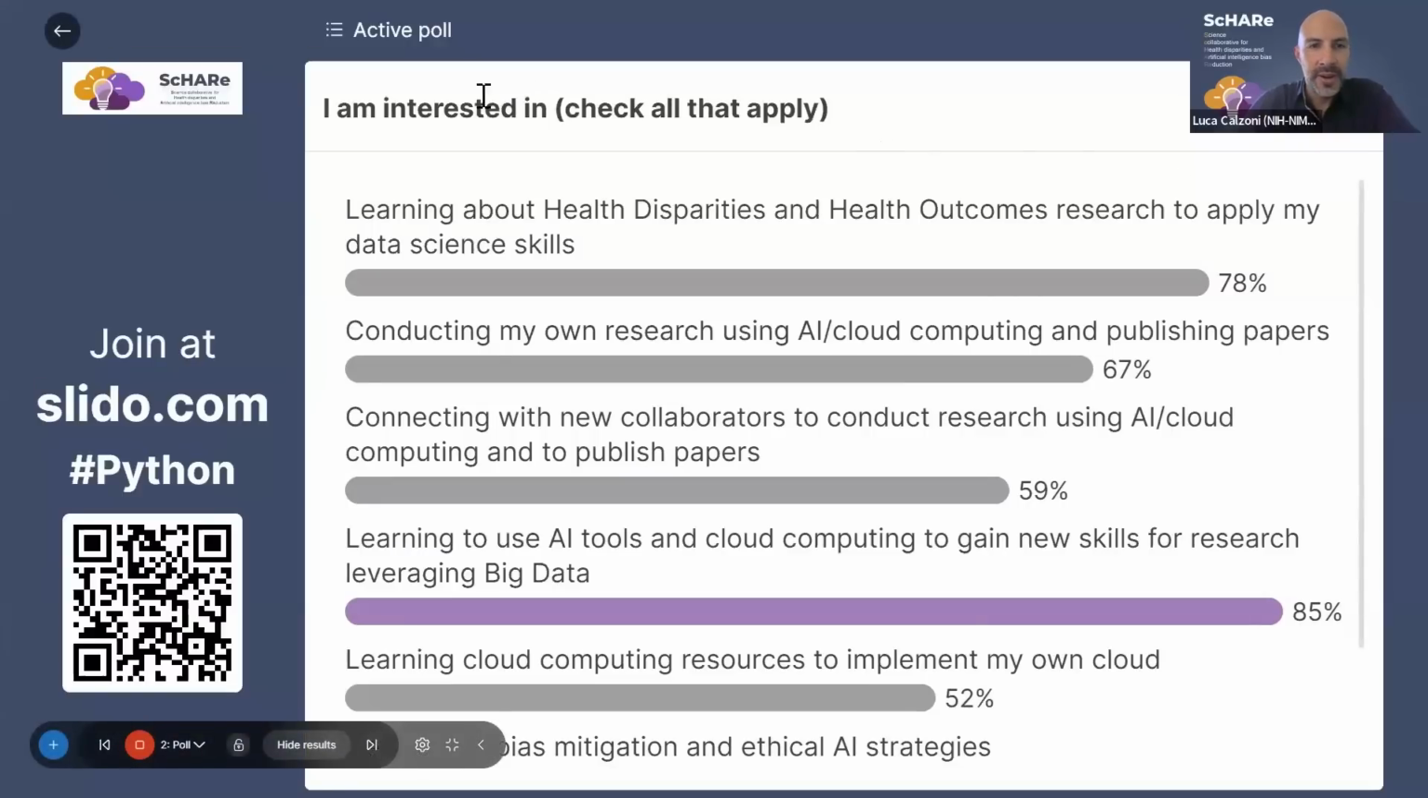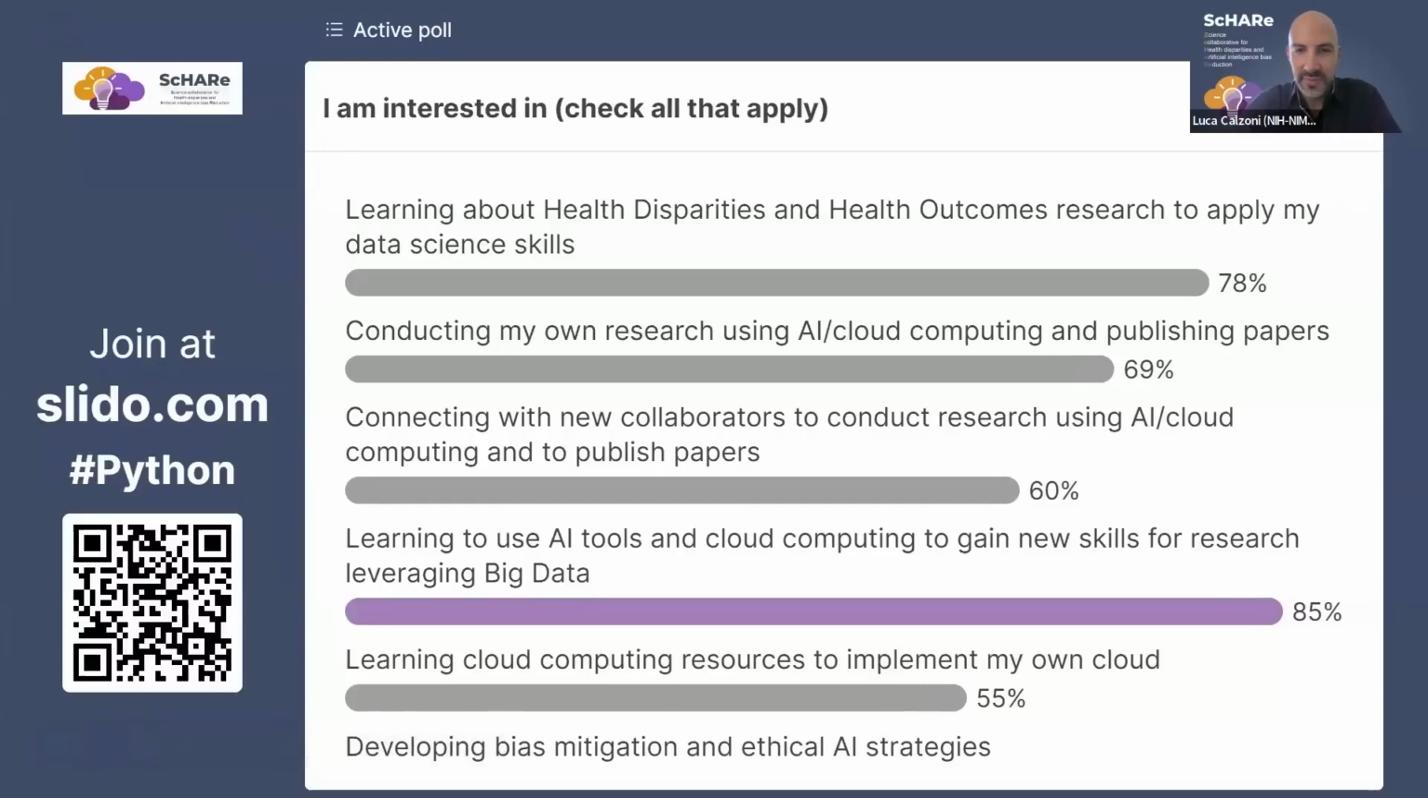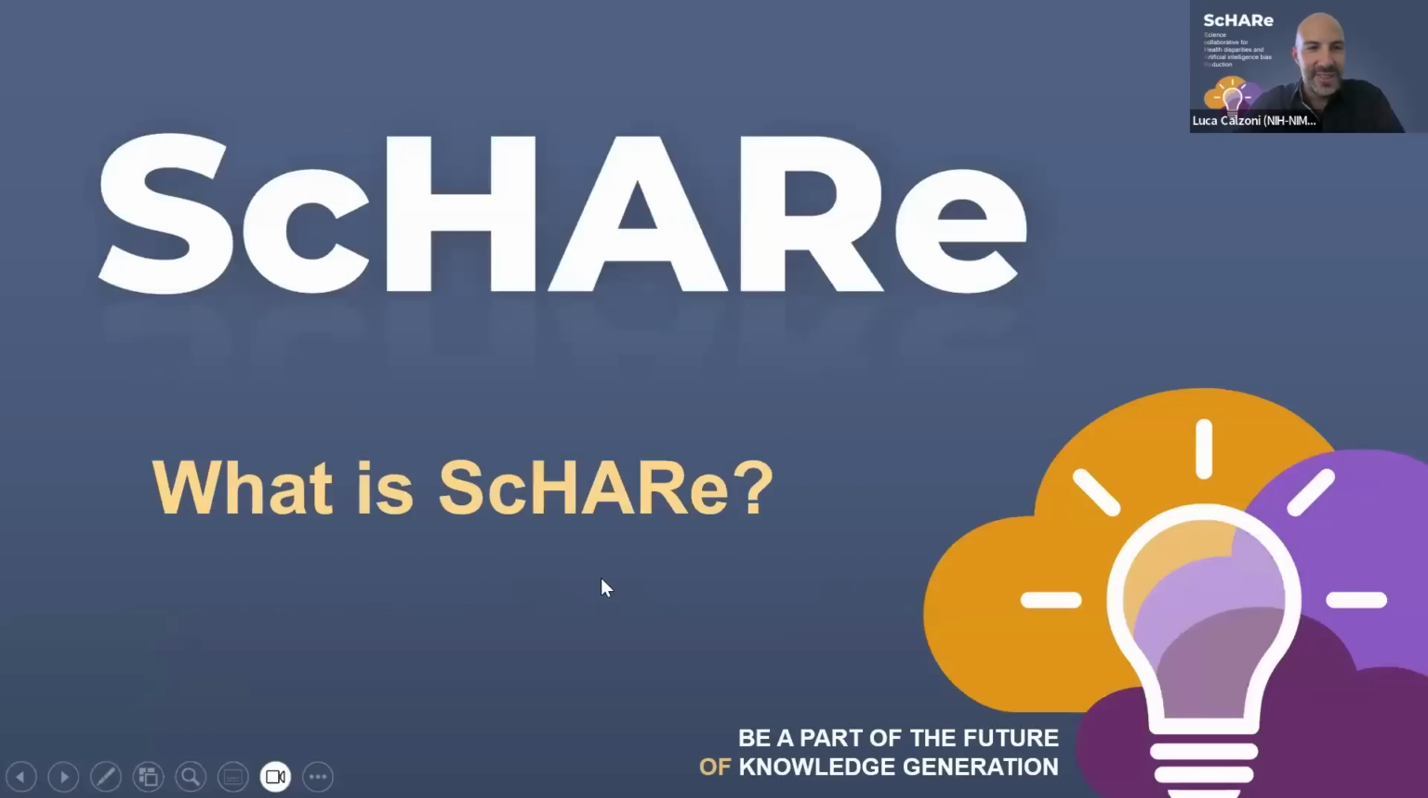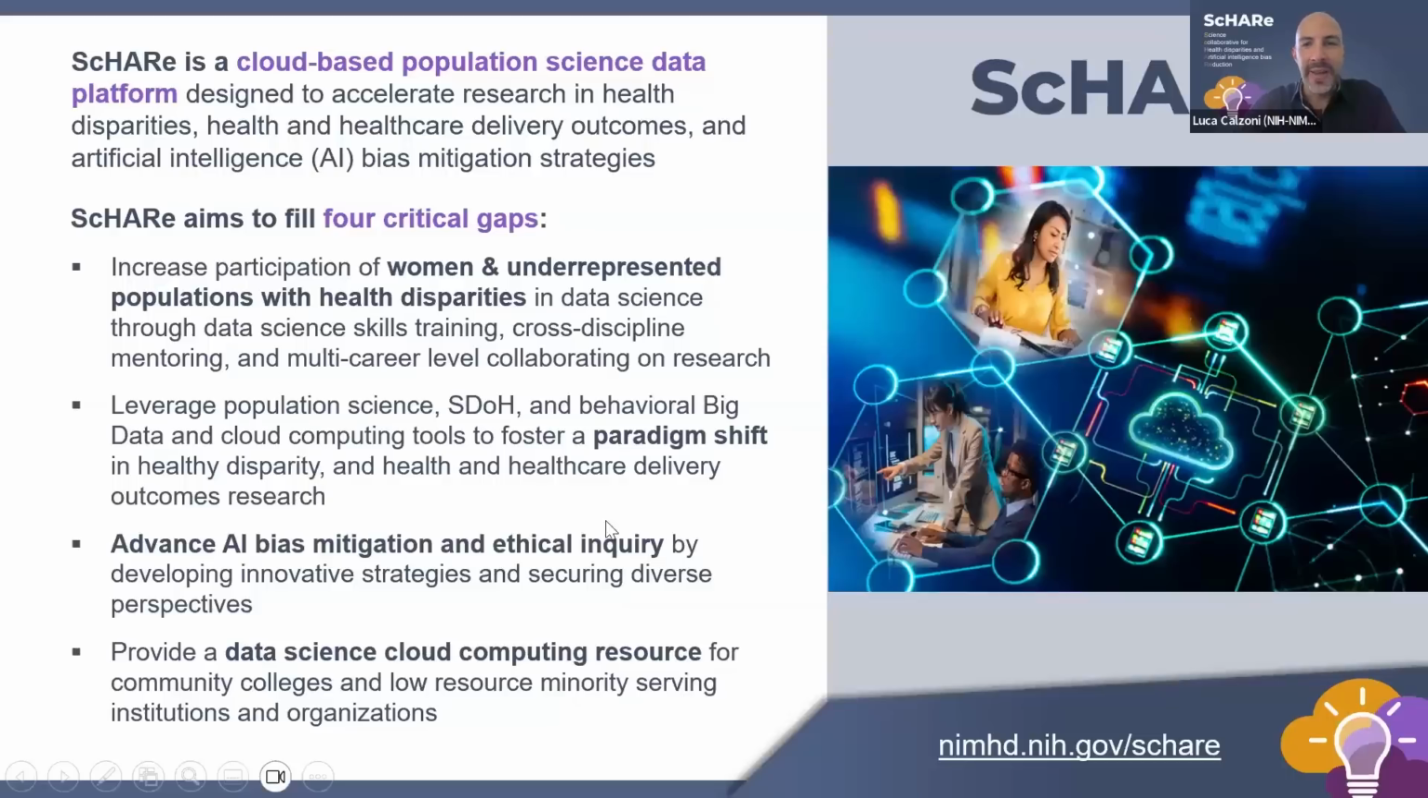So I'm going to share my screen again. Okay, perfect. So what is ScHARe? Let's start with that for those of you who are new to the series of webinars. ScHARe is a cloud-based platform. It's a population science data platform designed to accelerate research in health disparities, health and healthcare delivery outcomes, and AI bias mitigation strategies.